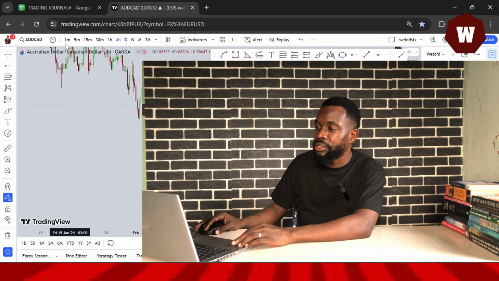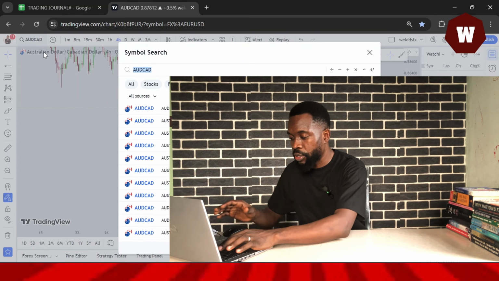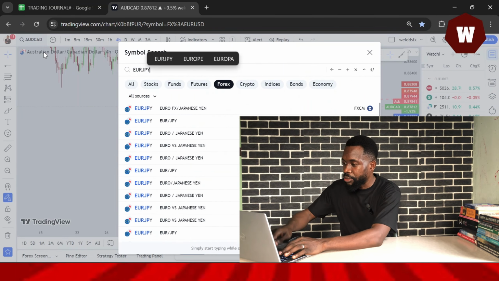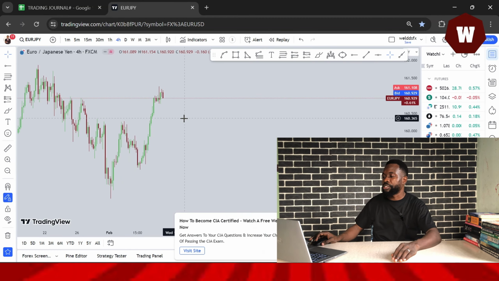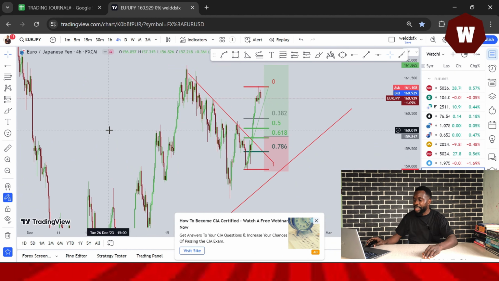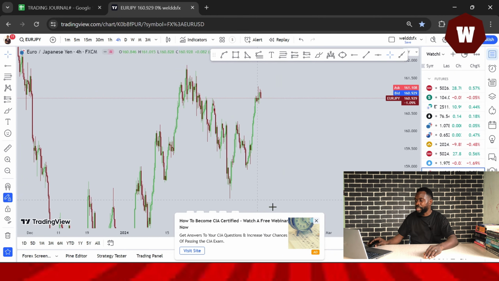All right, so let's do the final one for today. We are looking at euro against the Japanese yen, JPY. So here we have the chart of the euro against the Japanese yen. Let me remove all the drawings so we can do this together.